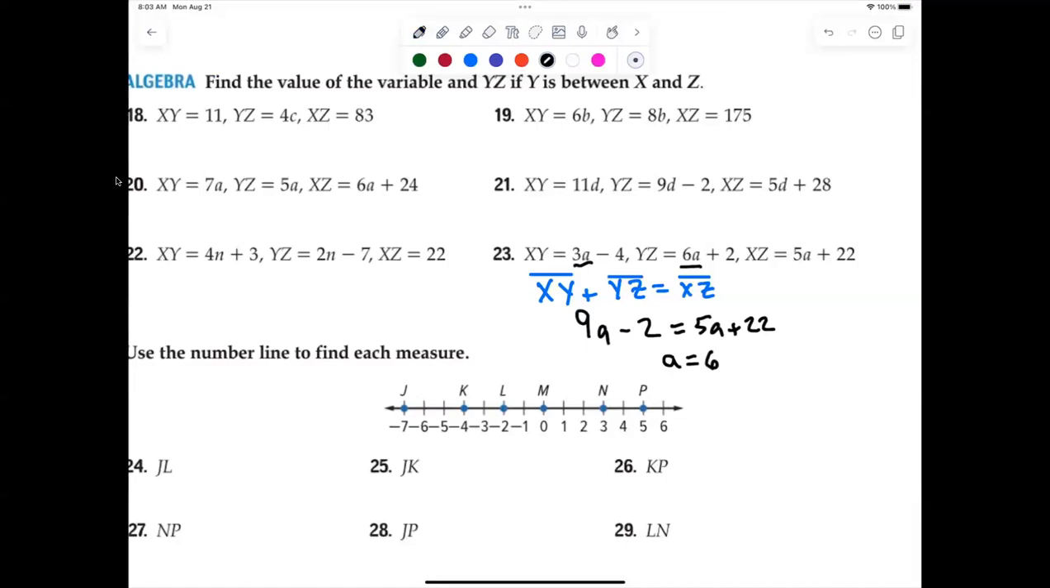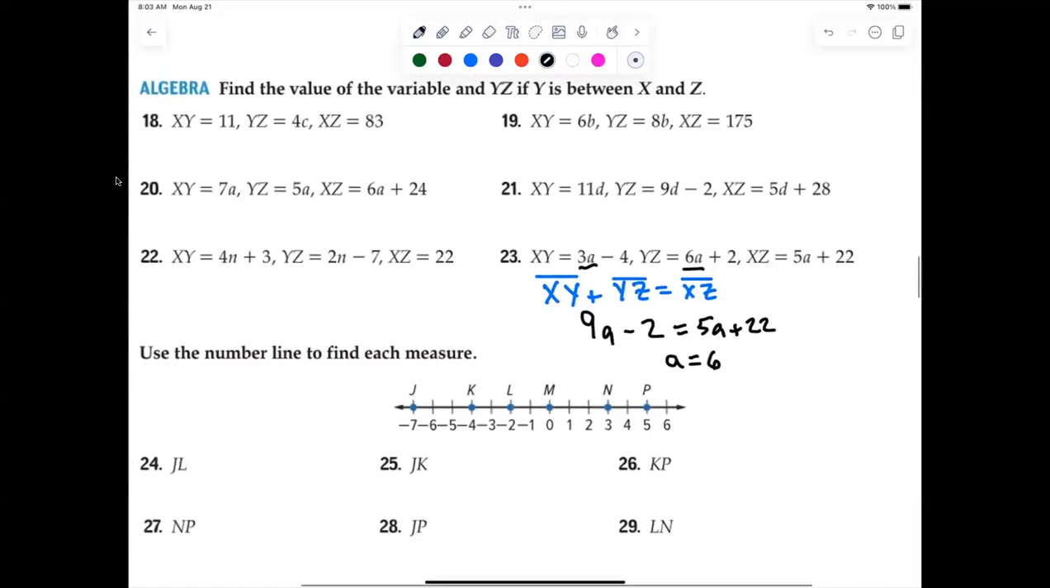Everybody's comfortable with that? Now we have to read the direction. It says find the value of the variable. We did that. A equals 6. And YZ. So then we put right next to it, YZ is equal to what? 38. Any problems with that?